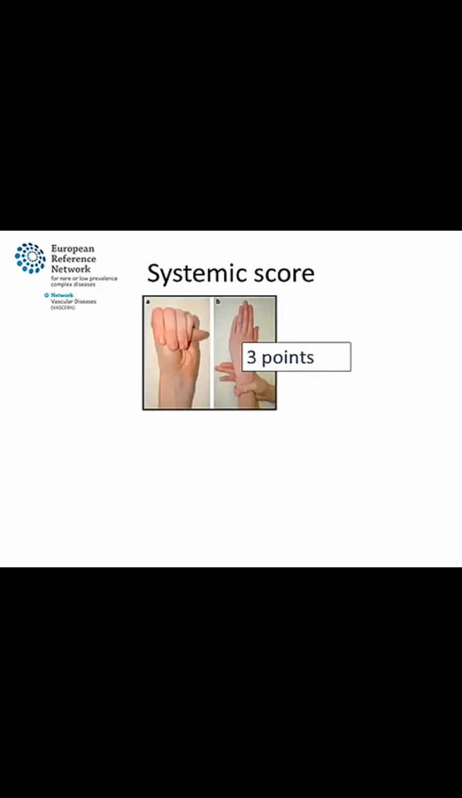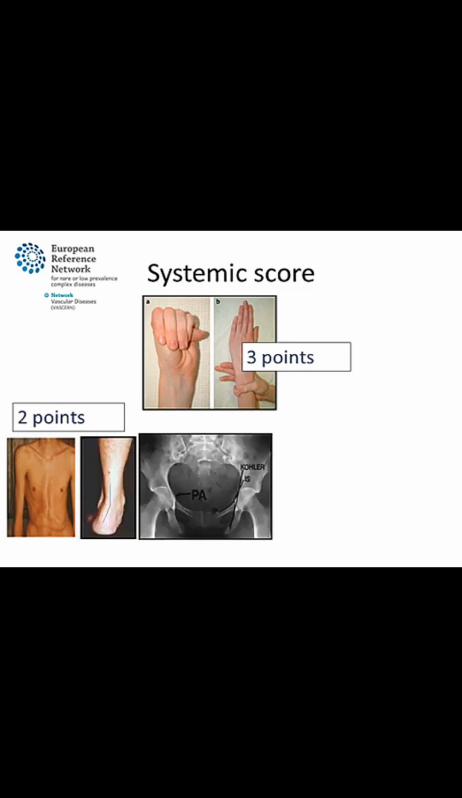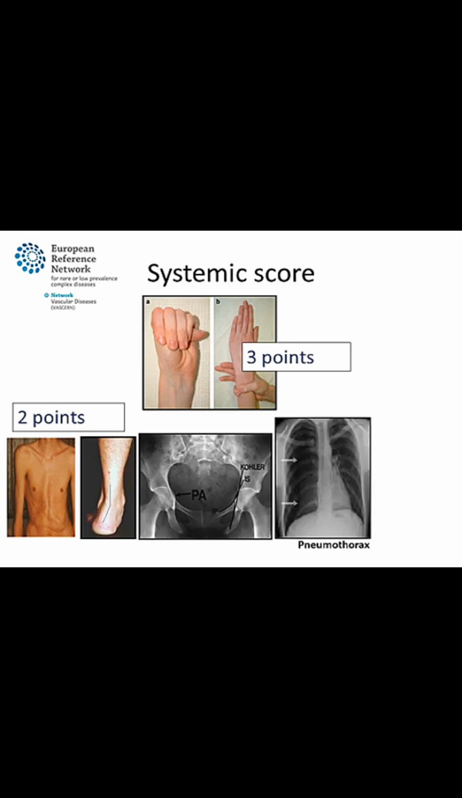In order to score these manifestations in different organ systems for diagnostic purposes, a so-called systemic score has been developed, assigning points to each manifestation, going from 3 points for arachnodactyly, 2 points for pectus carinatum, for hindfoot deformity, for radiological abnormalities of the hip bone called protrusio acetabuli, for pneumothorax, and for widening of the dural sac or dural ectasia.